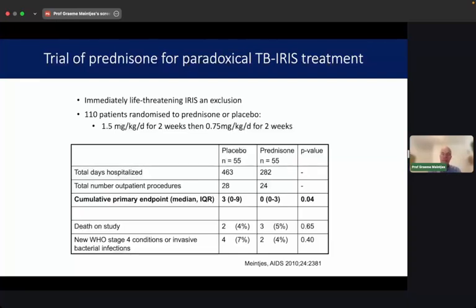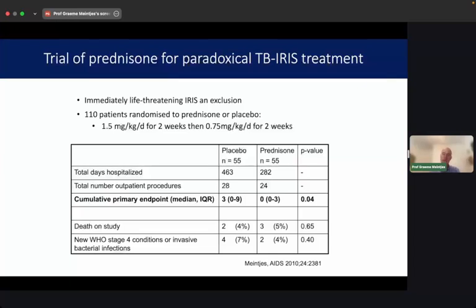And when we compared the patients who received prednisone to placebo, what we saw was the primary endpoint was the number of days hospitalized plus outpatient therapeutic procedures like aspirations combined. And that was less common. You can see the p-value was 0.04 in patients who received prednisone compared to placebo. And there were similar number of deaths and similar number of severe infections in the study. So no increase in complications, but more rapid symptom response. And when we looked at things like symptom scores and chest X-ray scores and CRP, all of that improved faster in patients, and significantly faster in patients who received prednisone.